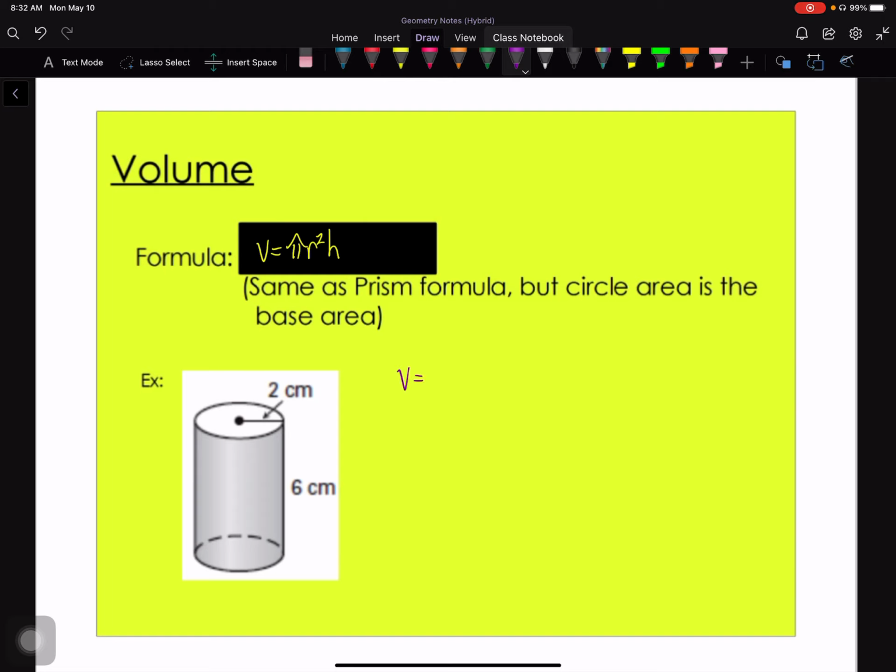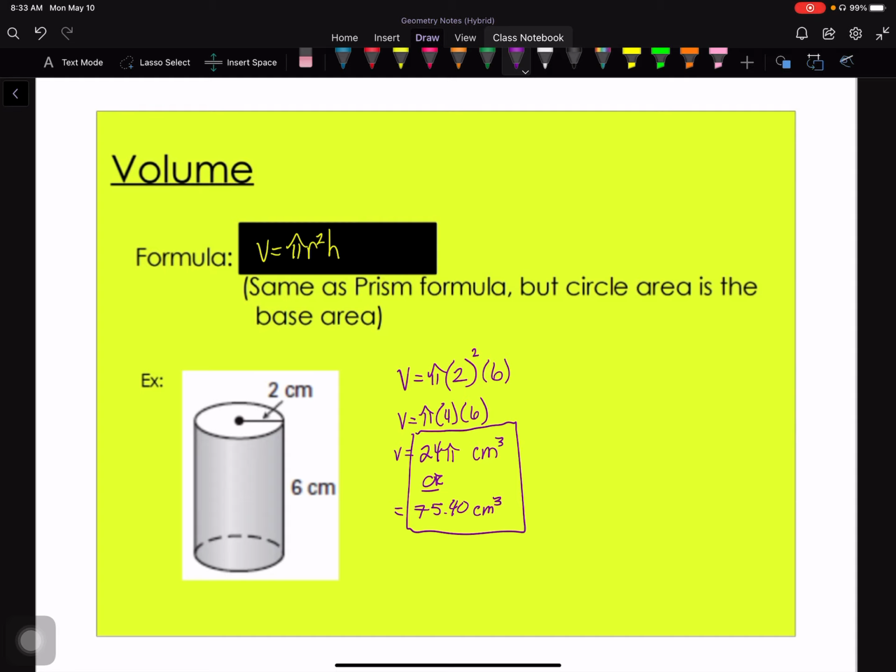So the volume is going to equal pi times my radius squared. So my radius is 2. Make sure to square it times my height, which is 6. So if I clean this up, pi times 4 times 6. 2 squared is 4. And then 4 times 6 is 24 pi centimeters cubed. So that would be volume. That would be the exact volume. Or you could do the same thing and take your 24 times 3.14, and it should be approximately 75.40 centimeters cubed. So again, either one's fine.